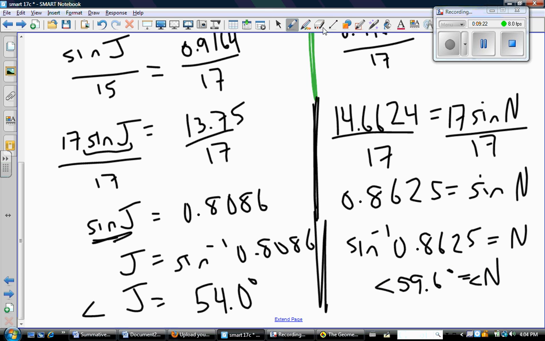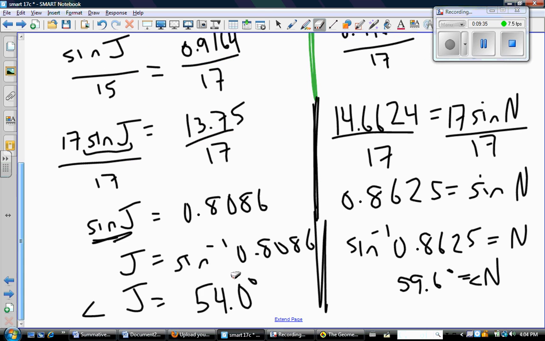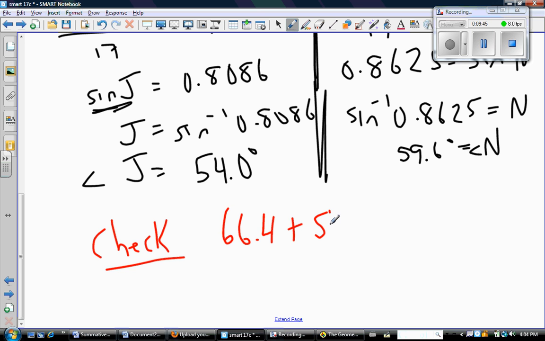Okay, so do my answers make sense? So I have 59.6, 54, and 66.4. So this is where I said I would do that little last check. All the angles in a triangle are supposed to add to 180. So I have 66.4, I have 54.0, and I have 59.6. And if they add to 180, which they do, then I'm pretty confident in my math.